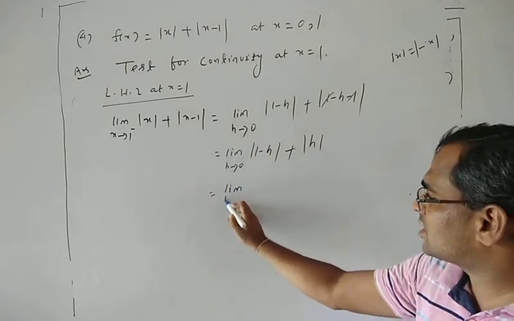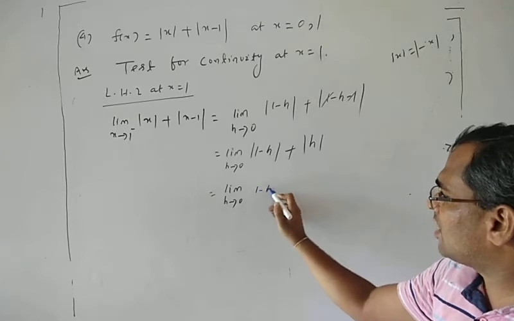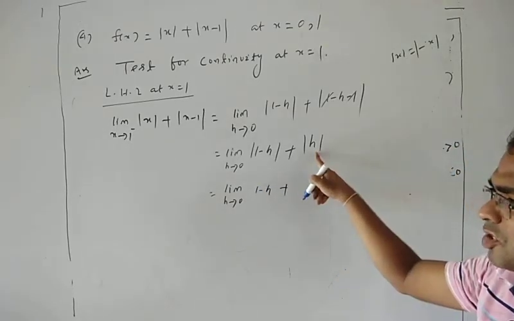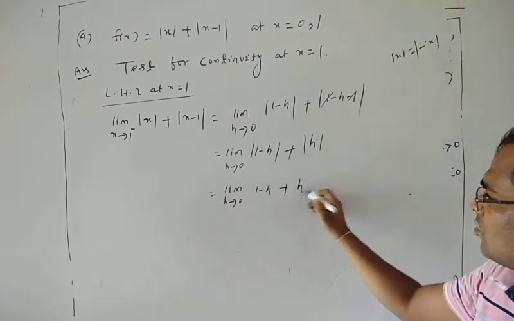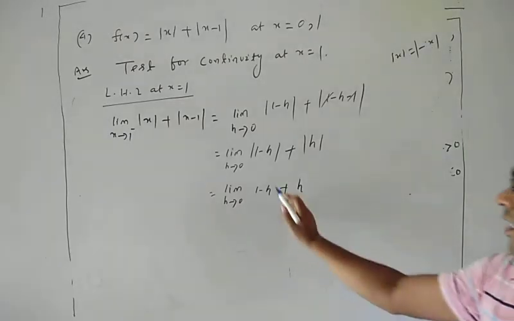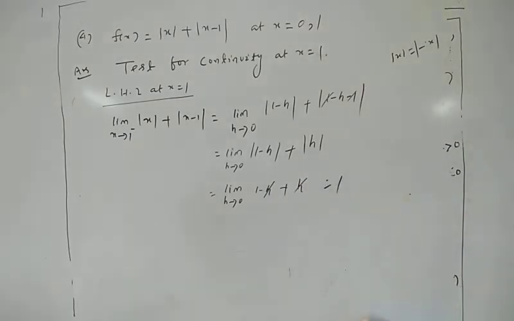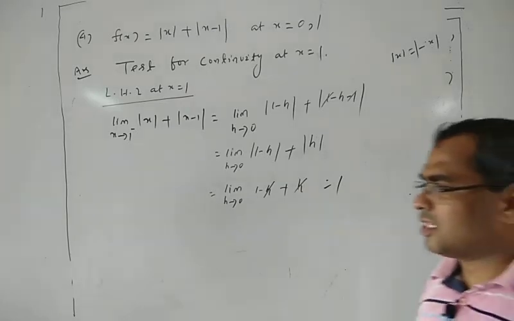So limit h tends to 0, this is 1 minus h, and this is also a positive quantity. Mod h is equal to h. So minus h plus h cancel. This is equal to 1. So left hand limit is 1.